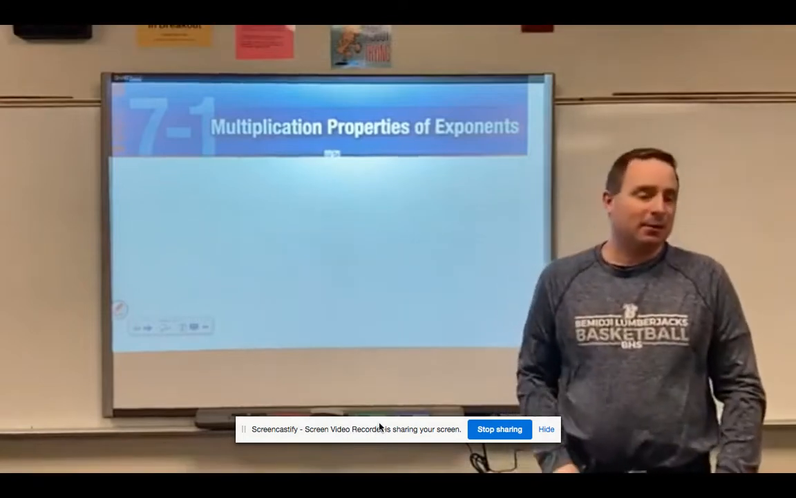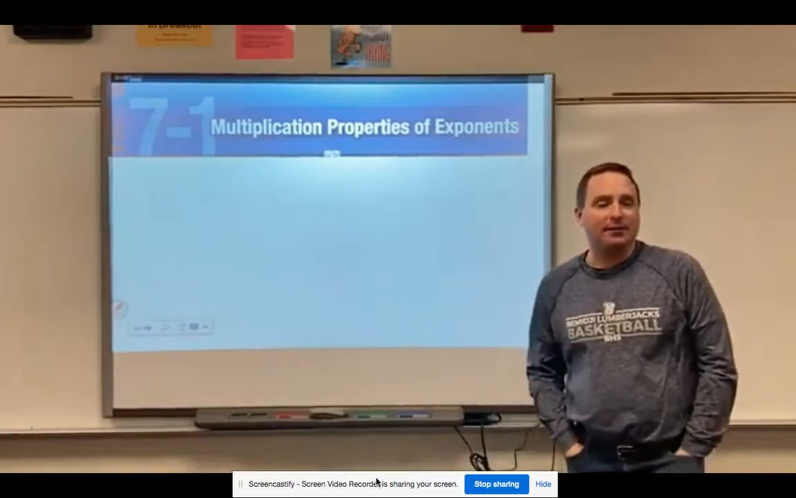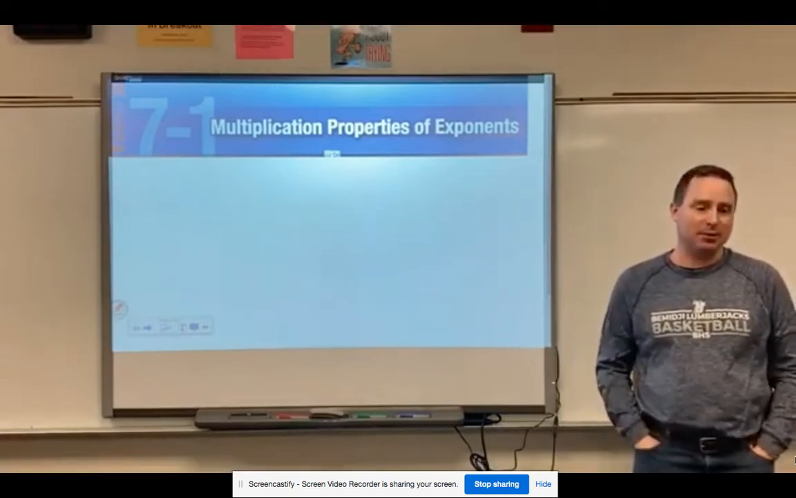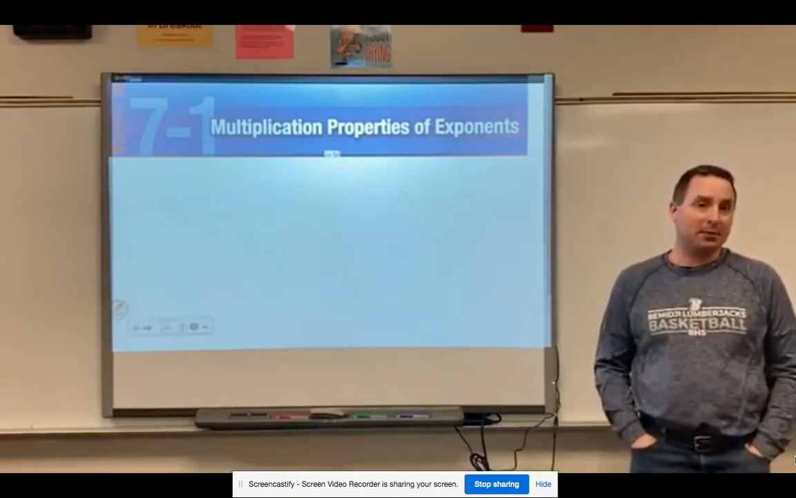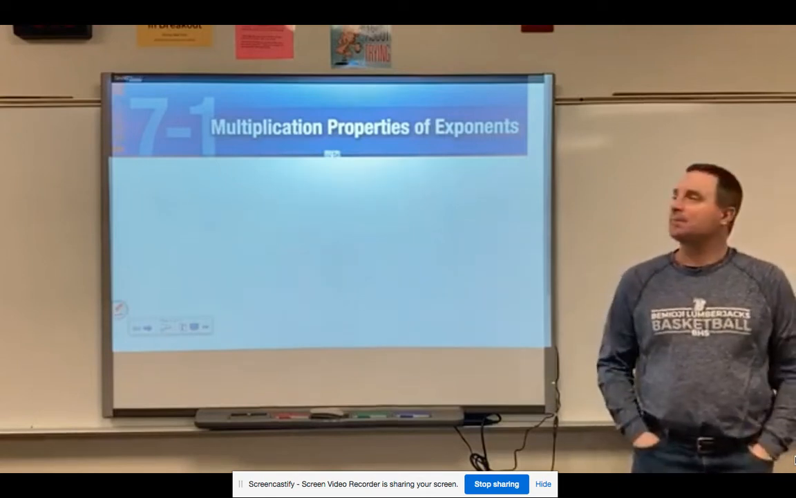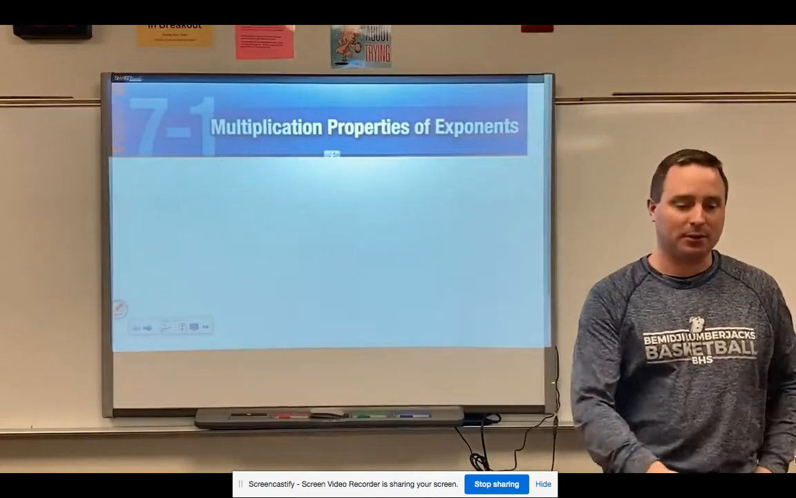Hi, today we're going to start chapter 7, and this is section 7.1 on the properties of exponents, the multiplication properties of exponents. This whole chapter is going to be about exponents and several different properties, as we'll see. But today we're going to start with this one, on the multiplication properties of exponents.